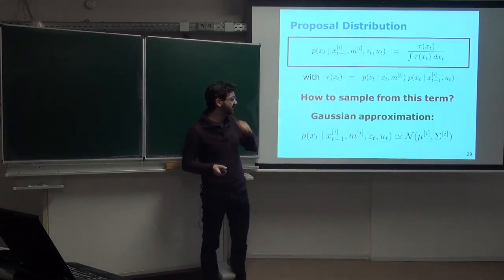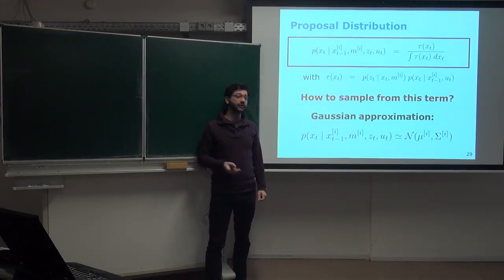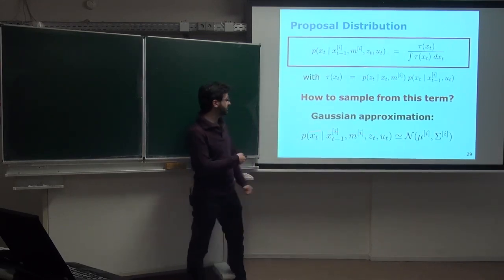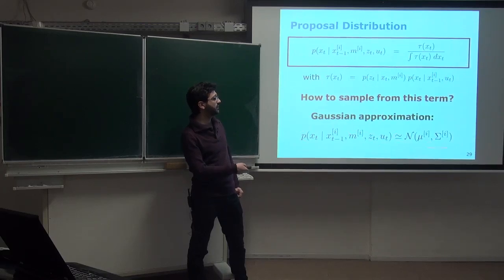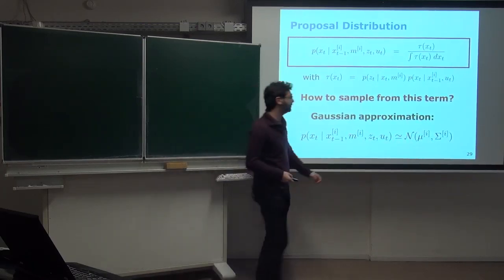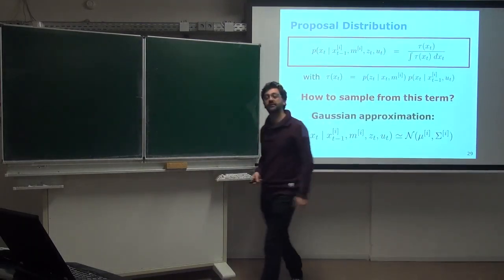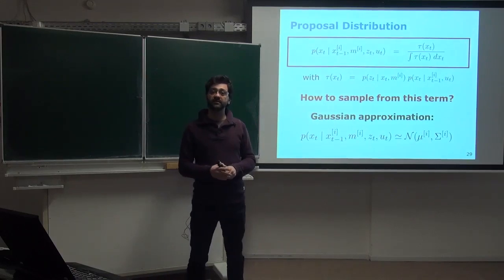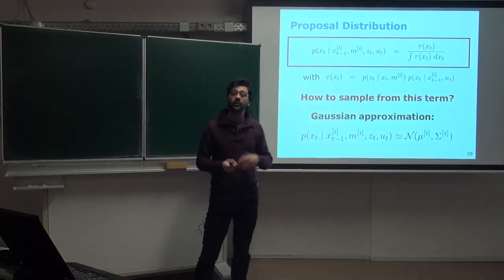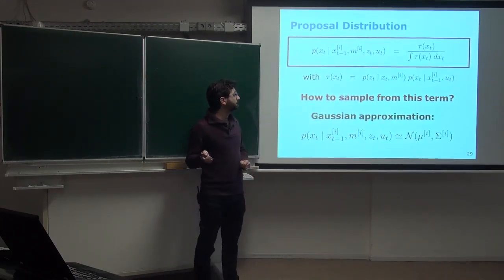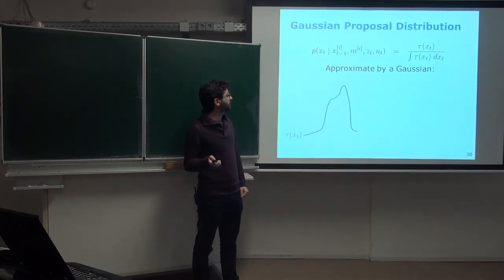What has been done in the literature is to approximate this product with a Gaussian distribution. So we just take this full distribution here and we approximate it with a Gaussian. So we need to compute, in a way, a sort of mean and covariance, and then we can sample from a normal distribution as we normally sample from that. So how do we do it?